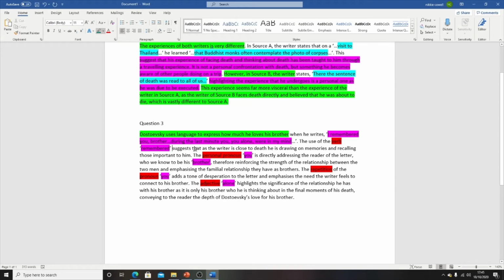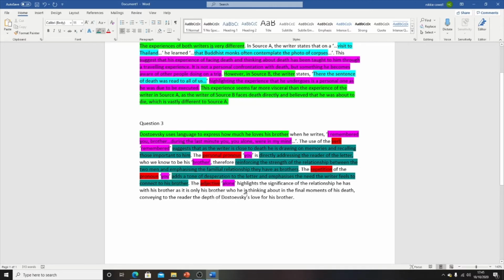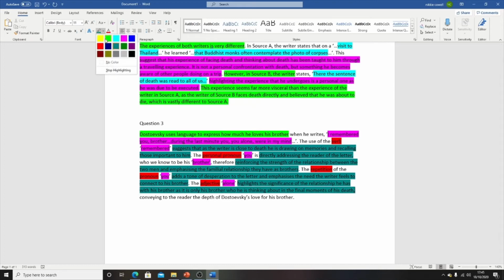So I've said there, suggests. I've said that it is directly addressing. That's not really explaining, but it's reinforcing the strength of the relationship between the two men, the familial bond that they have. That's a tone of desperation, so again, kind of suggesting what the use of that repetition of the pronoun is doing. And I've explained here that it's highlighting that he's thinking about his brother's death, and then I'm making that final link back again to the question.